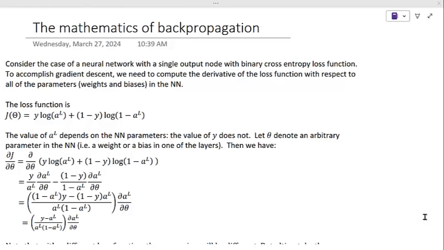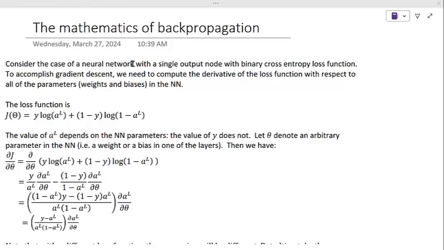Hello. This video will talk about the mathematics of backpropagation. Now, backpropagation is extremely important in the study of neural networks because backpropagation is the way that the network is trained. The weights and biases of the network are adjusted to match the outputs for given inputs.